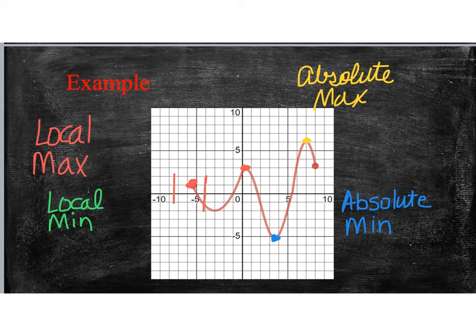Last but not least, let's recognize where the local mins are, and so those are the valleys. So we have a local min here. I'm going to put this in green. We have a local min here. And those are the two local mins.